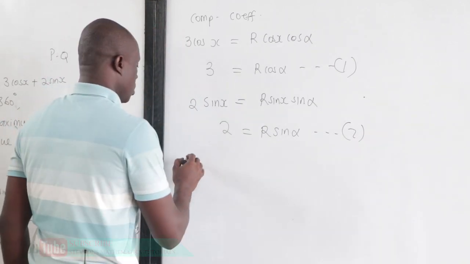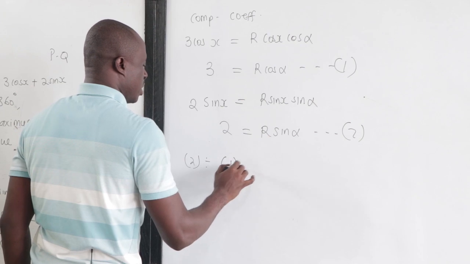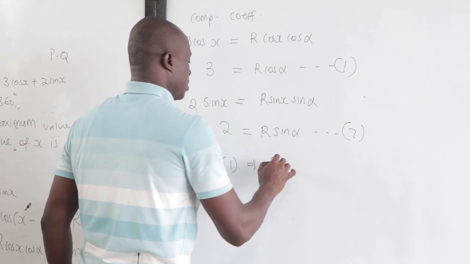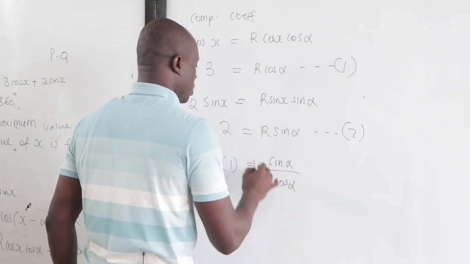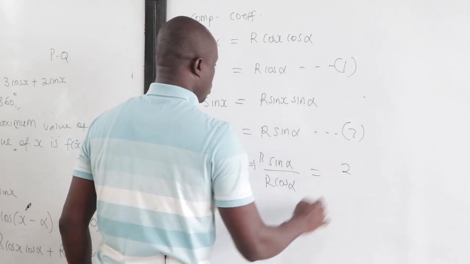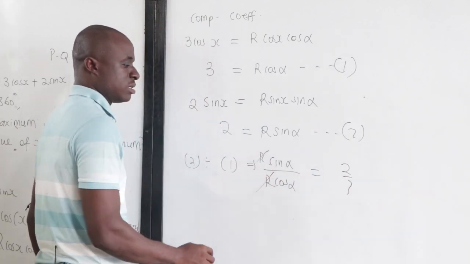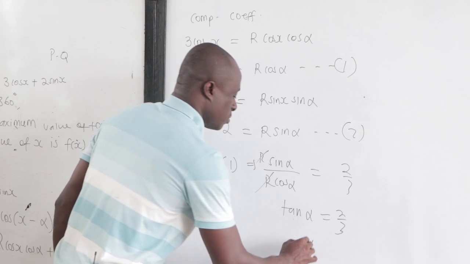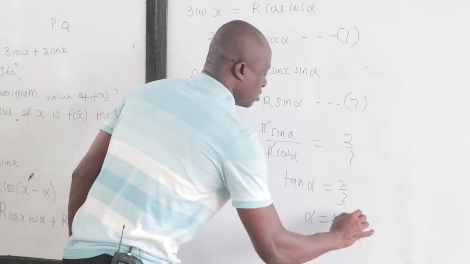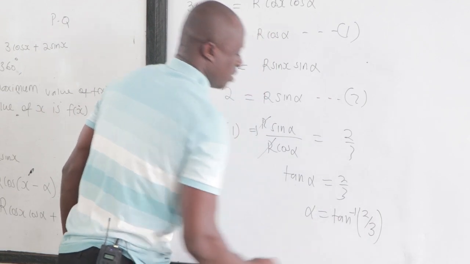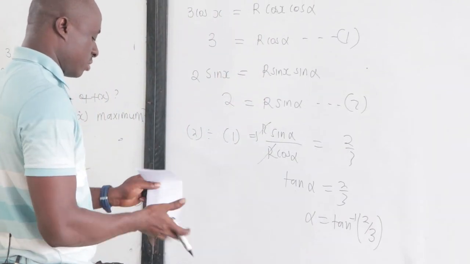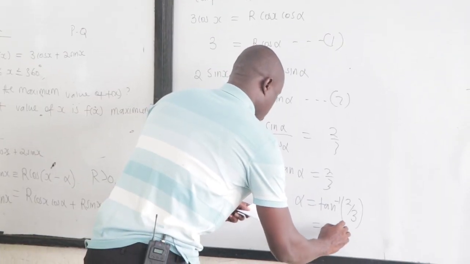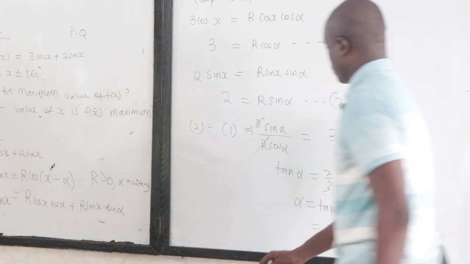Equation 2. Now let's see equation 2 divided by equation 1, because I know if I divide this by that, I'll get tan. So I have sin alpha over cos alpha, there's r here, equal to 2 over 3. This can cancel this. So this will give us tan alpha equal to 2 over 3. So alpha is equal to tan inverse of 2 over 3. Now, what is the answer for tan inverse of 2 over 3? This is just 33.69. So we are done with alpha.